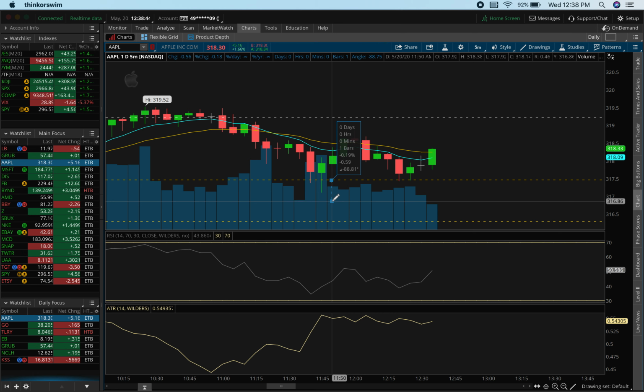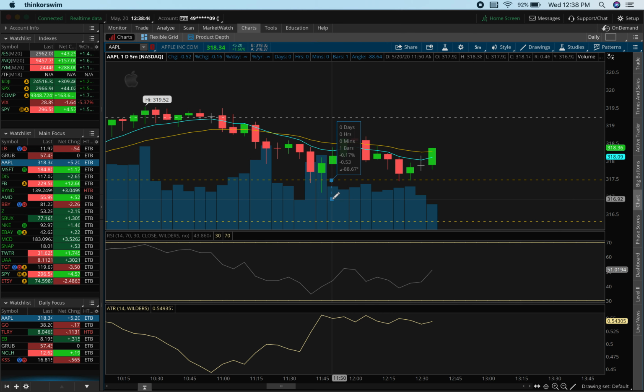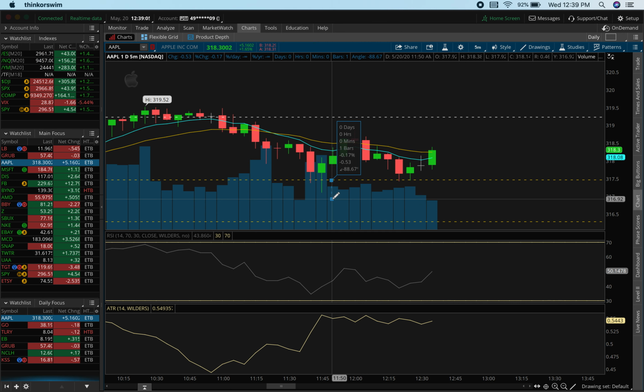So this is 53 cents, about right here. So that's what I would do to keep it away from your support line, because the market makers are not going to go 50 cents to $1 down, stop you out, and then go back up. It doesn't happen like that. They do it within cents, closer to your either resistance line or your support.